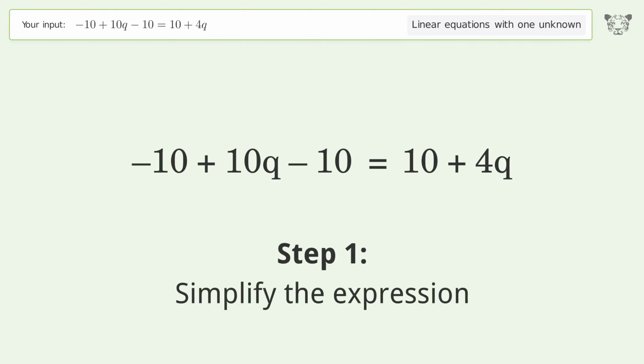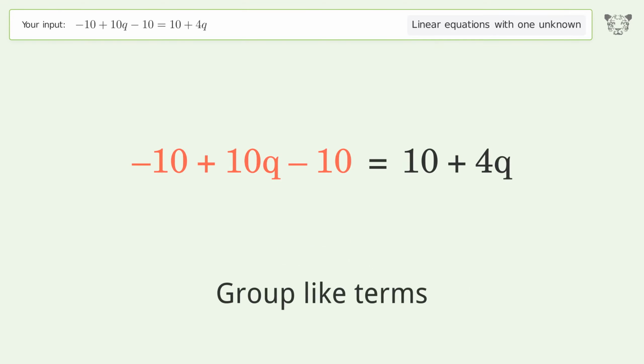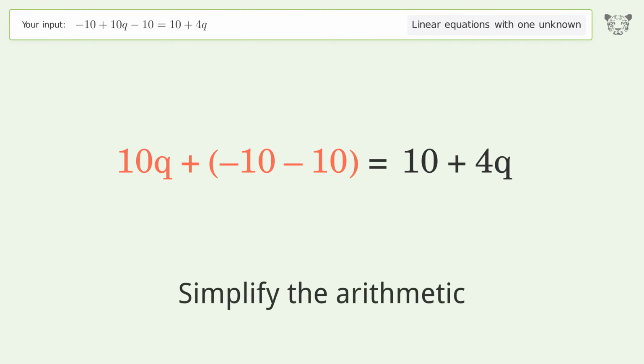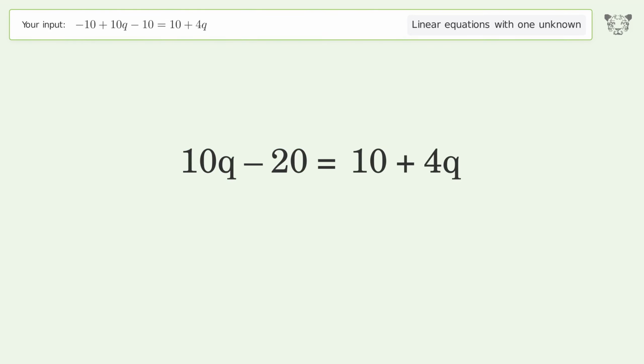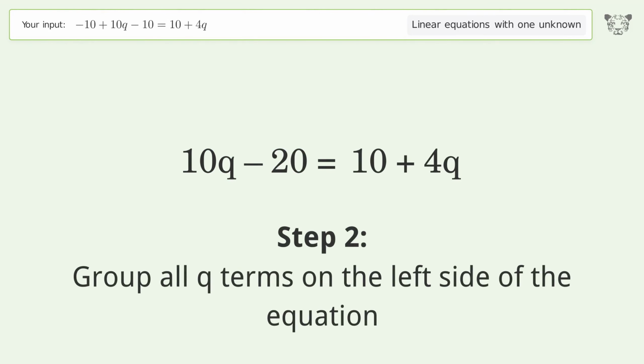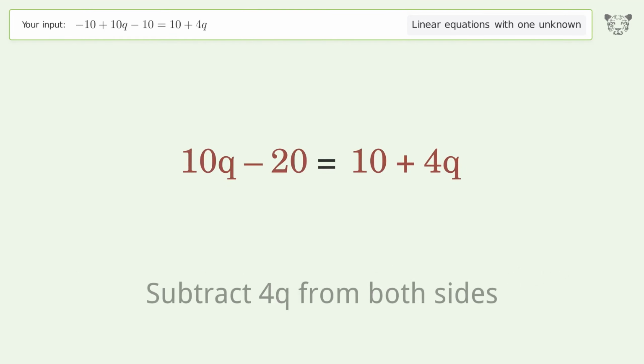Simplify the expression. Group like terms. Simplify the arithmetic. Group all q terms on the left side of the equation. Subtract 4q from both sides.